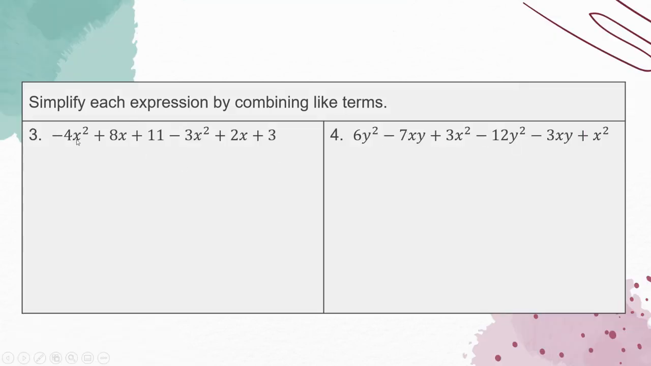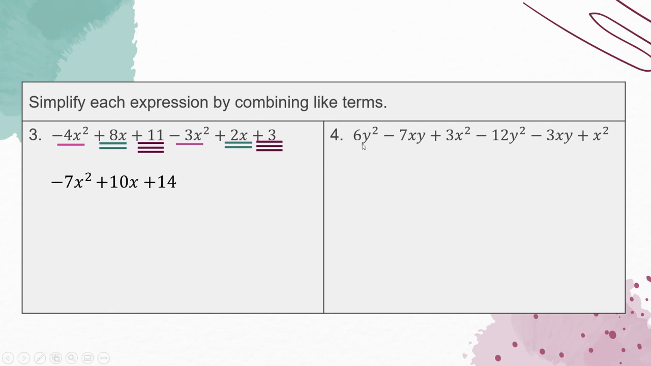For number 3, we have negative 4x squared plus 8x plus 11 minus 3x squared plus 2x plus 3. So I've got x squared terms that are like. If we add those coefficients, negative 4 minus 3, that would give us negative 7, and we keep the variable part of x squared. Next, we have 8x plus 2x to combine, giving us 10x. And then we have 11 plus 3 to combine to get 14.